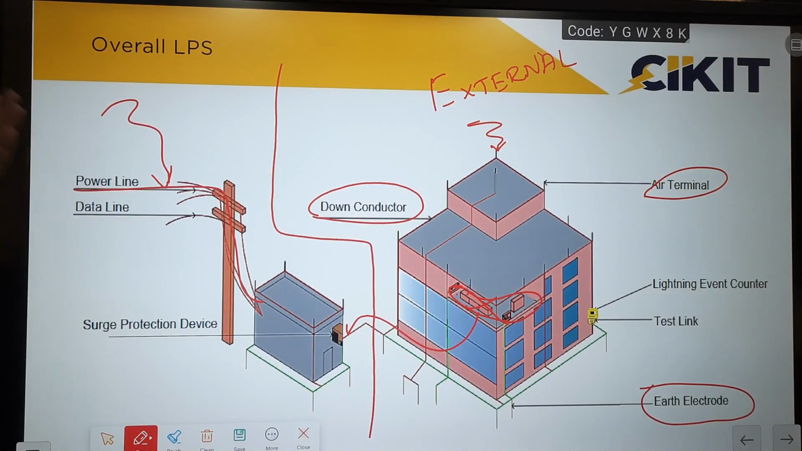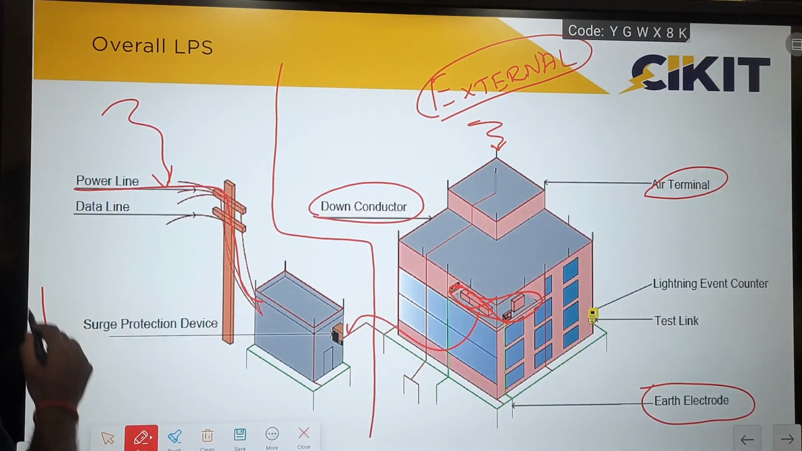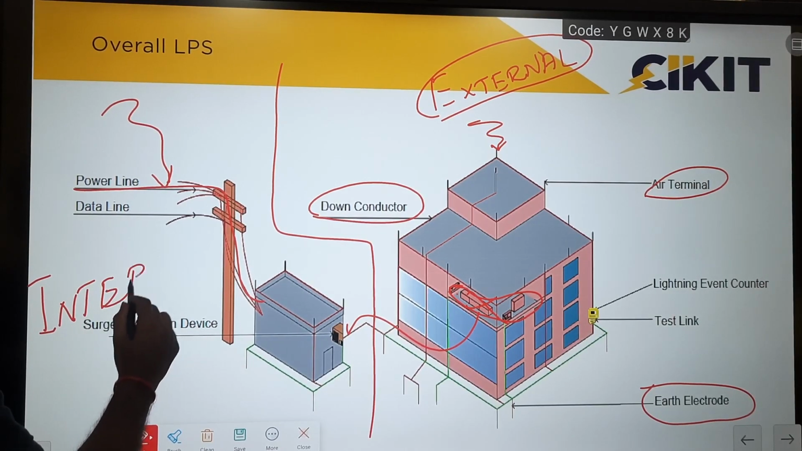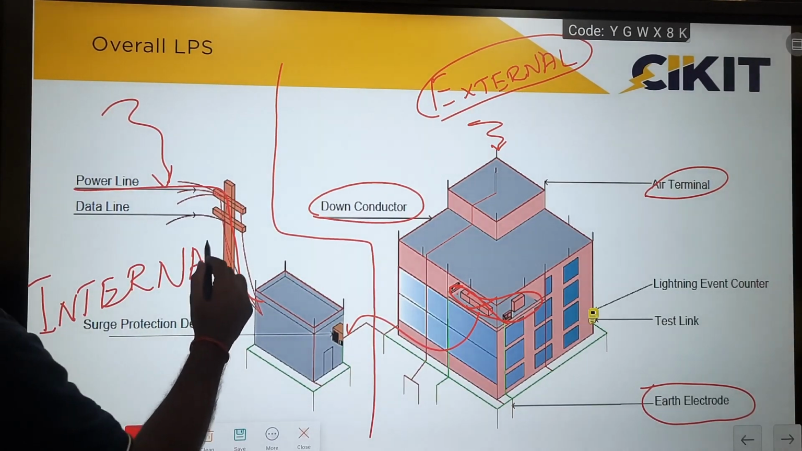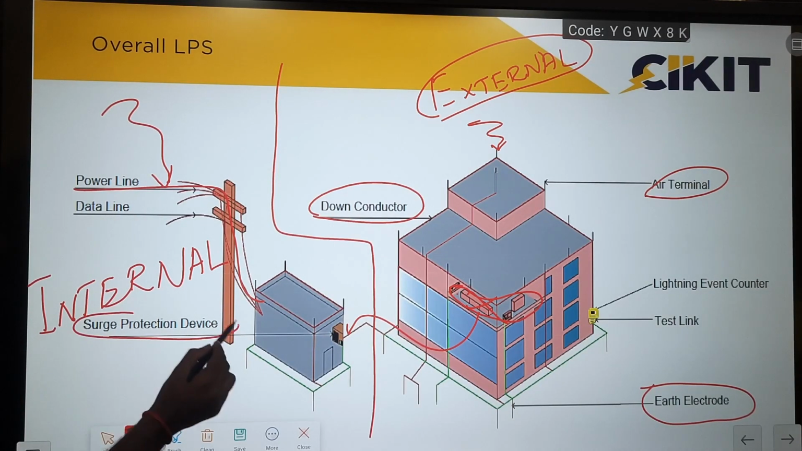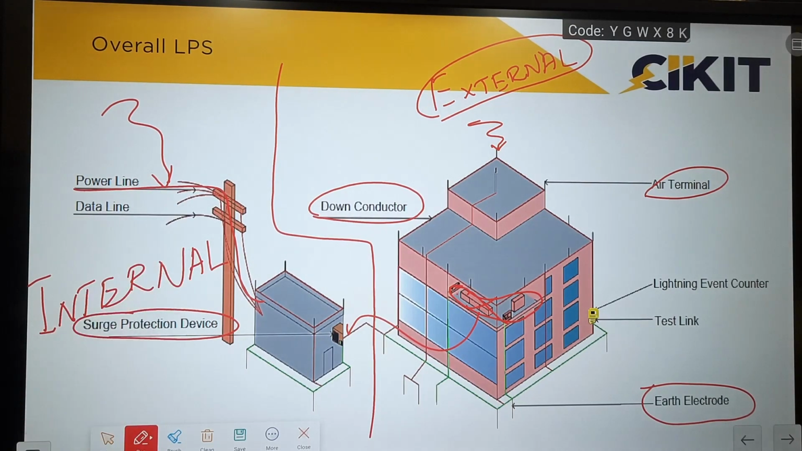So if I want to provide complete protection, then in addition to the external lightning protection system, I have to provide an internal lightning protection system as well. The internal lightning protection system contains surge protection devices. The surge protection devices will divert these surges, coming through either the power line or data line, into the ground.